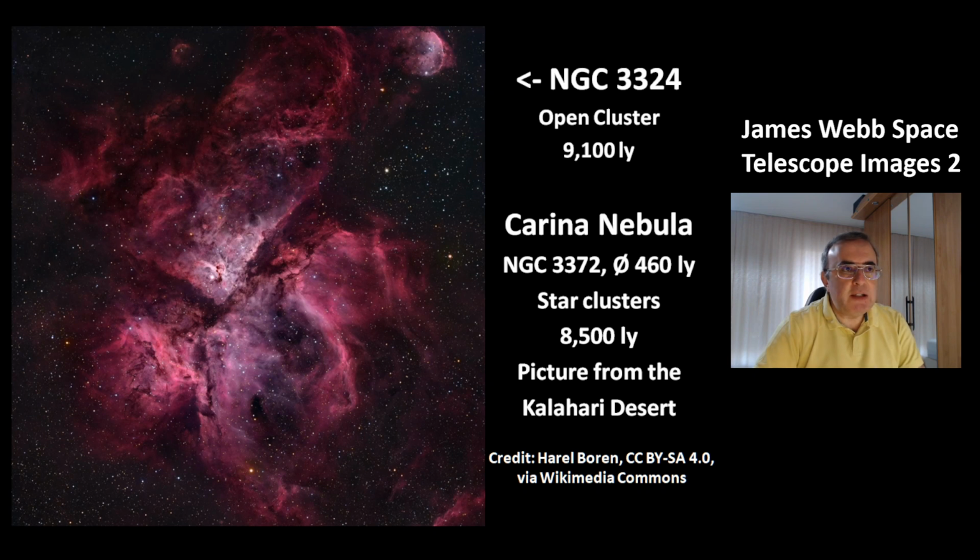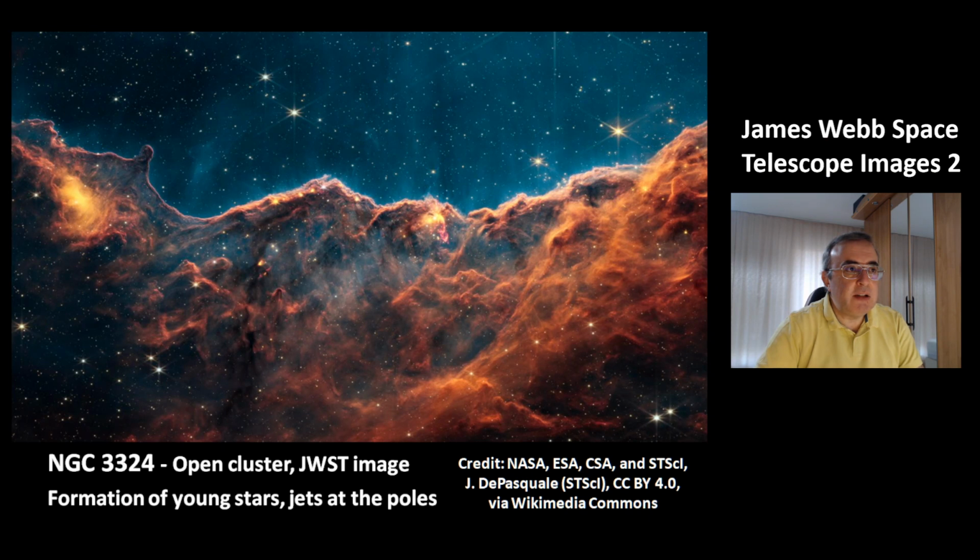This is a picture of the Carina Nebula. It was taken from the Kalahari Desert. The Carina Nebula is a star cluster and star formation region at 8,500 light years distance. Its diameter is 460 light years, and it has a companion, NGC 3324, which is an open cluster at 9,100 light years distance.